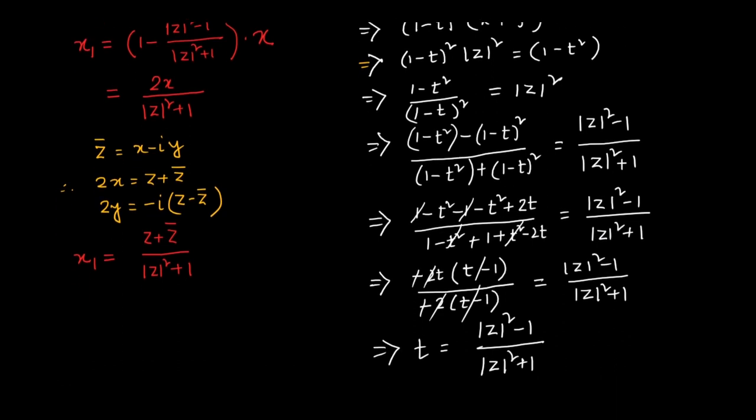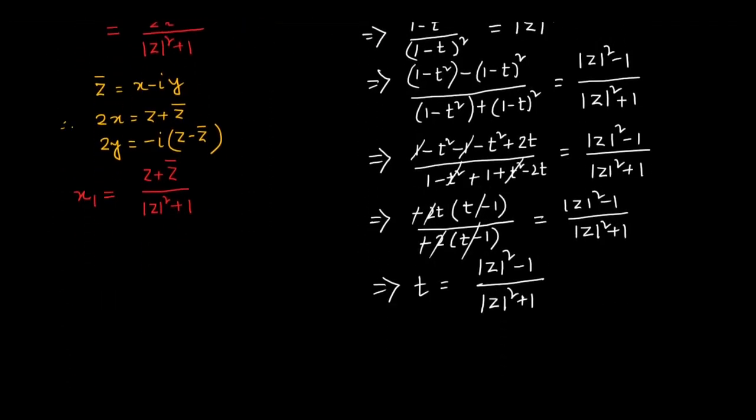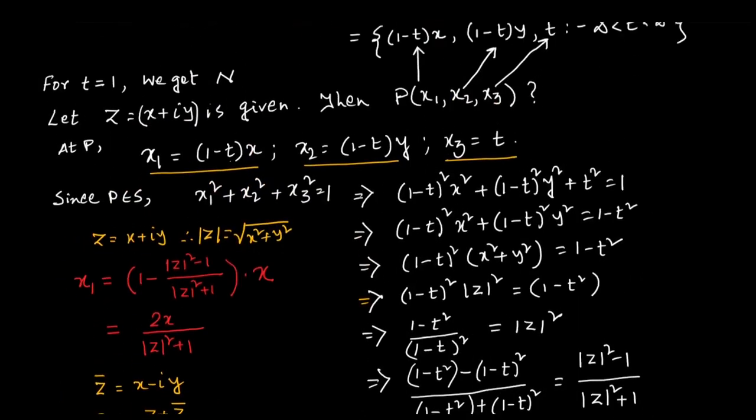Similarly, if we do again the same calculation, x2 is, as per the formula, 1 minus t into y. See the yellow underlined formula. x2 is equal to 1 minus t into y. Therefore, if I plug in there, x2 will be, similarly, the calculation in the bracket will remain the same. So I will get a 2. So x2 will be 2y divided by mod z square plus 1. And 2y means, as per whatever is written above, minus i into z minus z bar divided by mod z square plus 1. And x3 is, as per the formula, actually t.